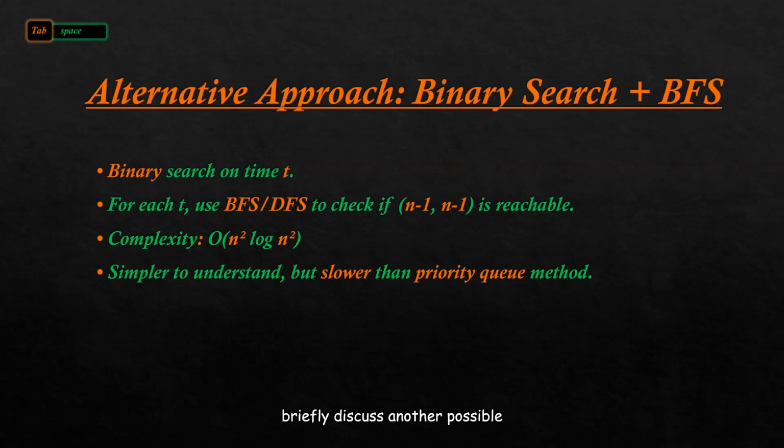Now let's briefly discuss another possible approach. We can also solve this problem using binary search combined with BFS or DFS. In this approach, we pick a possible time t, meaning a possible water level, and perform a breadth first search to check whether it's possible to reach the destination when all cells with elevation less than or equal to t are allowed. If it's possible, we try a smaller t. If not, we increase it. This continues until we find the smallest t that allows traversal. While this method works and is easier to reason about conceptually, it tends to be slower with a time complexity of O(n² log n²) due to repeated BFS calls. The priority queue method remains more optimal and elegant for this problem.